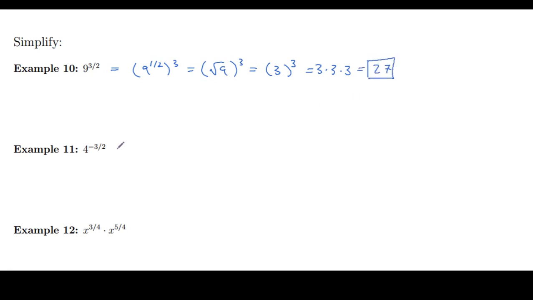Okay? What about this one here? If you have a negative power, then we know that that's 1 over the same thing but with a positive power. Okay? And what do we know about 4? Well, we know how to take the square root of that, so it seems like a good strategy to write this as 4 to the 1/2 cubed. And that's 1 over the square root of 4 cubed. And that's 1 over 2 cubed. And that's 1 over 2 times 2 times 2, which is 8, so 1 over 8.